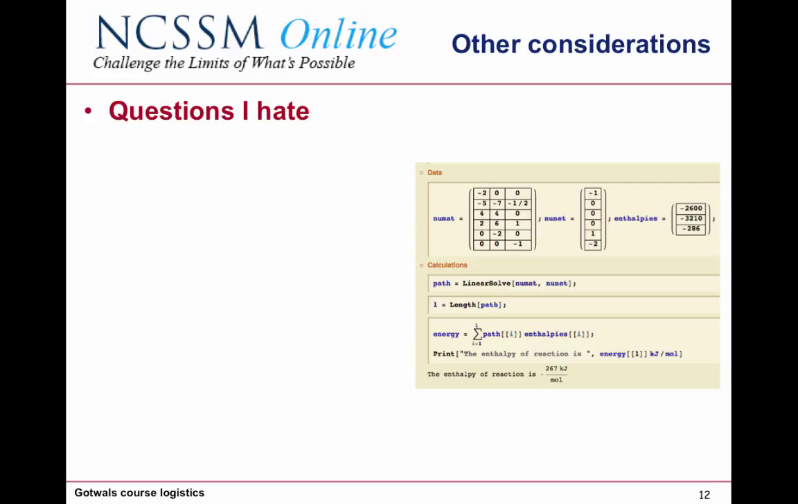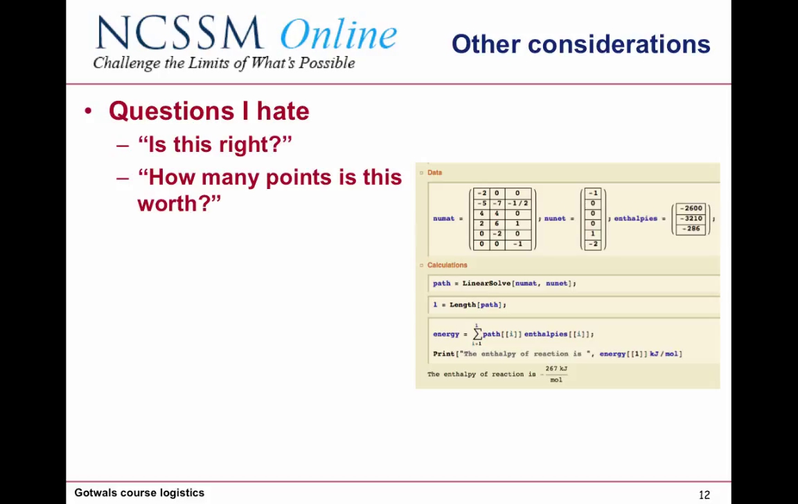Okay, other considerations. Some questions I hate: the "is it right" question, and the "how many points is this worth" question. For a lot of the things I'm going to ask you to do, there is a right answer, but I'm not as concerned that you get the right answer as that you think about what the data was telling you, what you think the data means, and that you use some intelligence to figure out what's happening. As for how many points something is worth, every assignment that you get is going to tell you how many points it's worth. You know how much things are weighted, so you shouldn't be asking me.